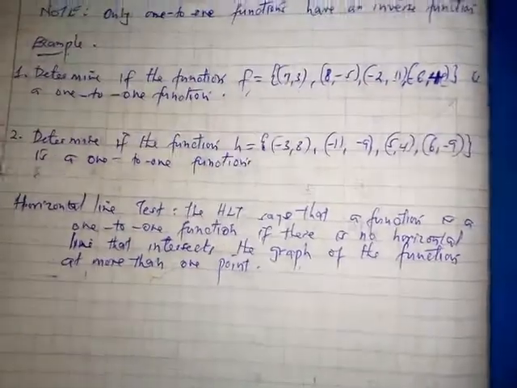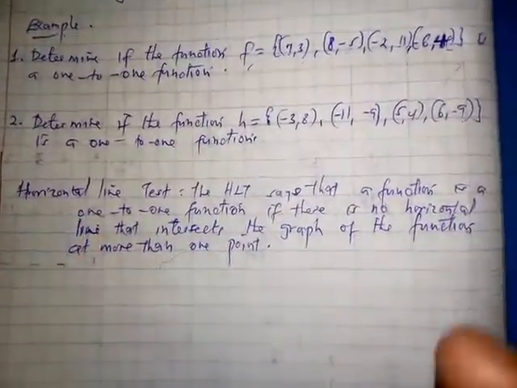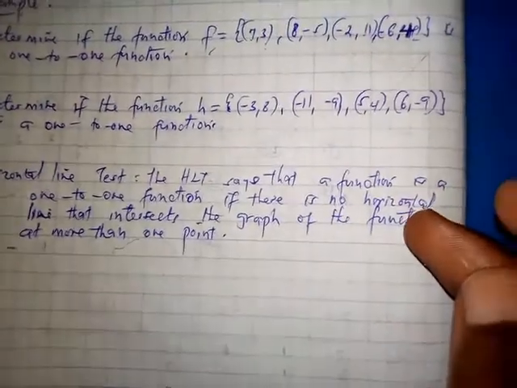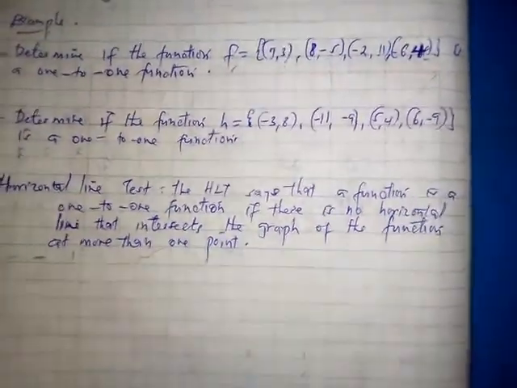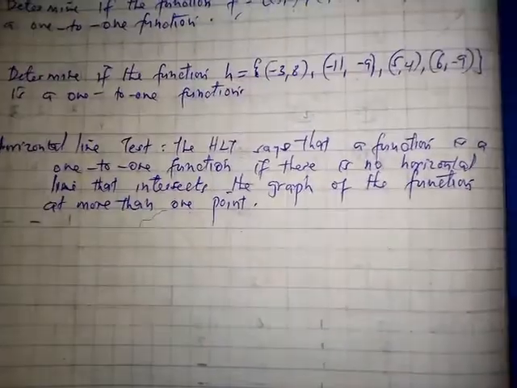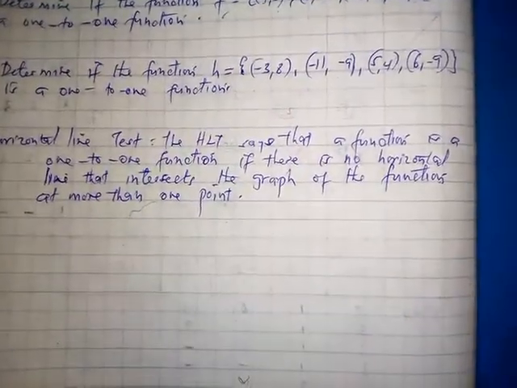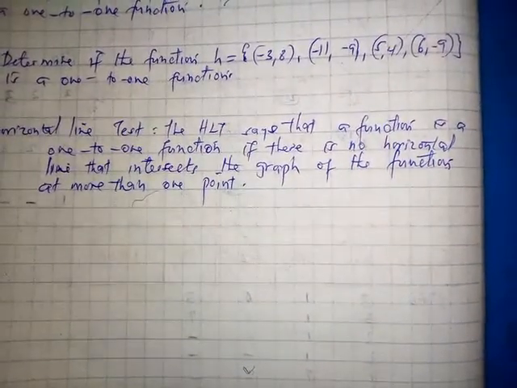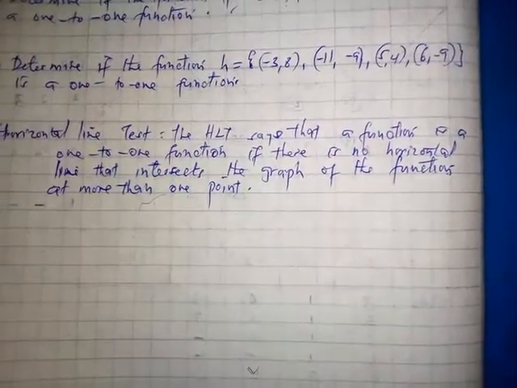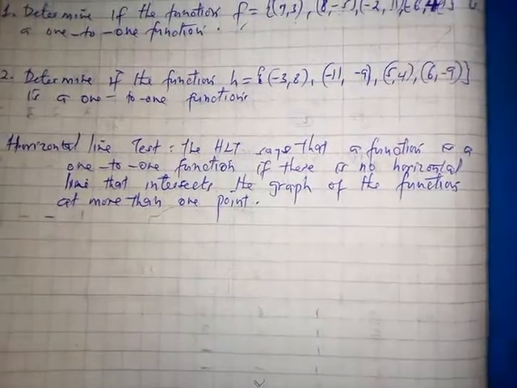So by applying the horizontal line test, not only can we determine if a function is a one-to-one function, but more importantly, we can determine if a function has an inverse or not.